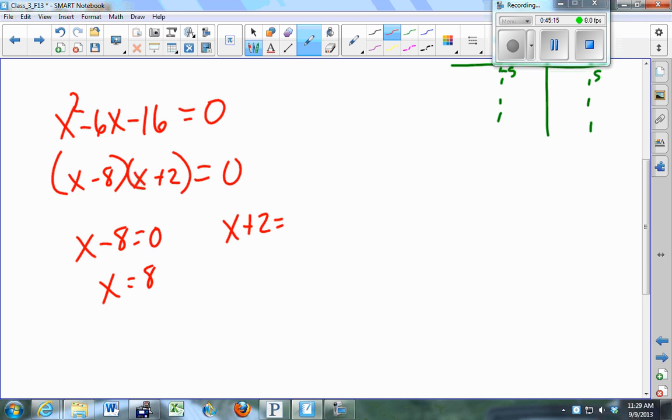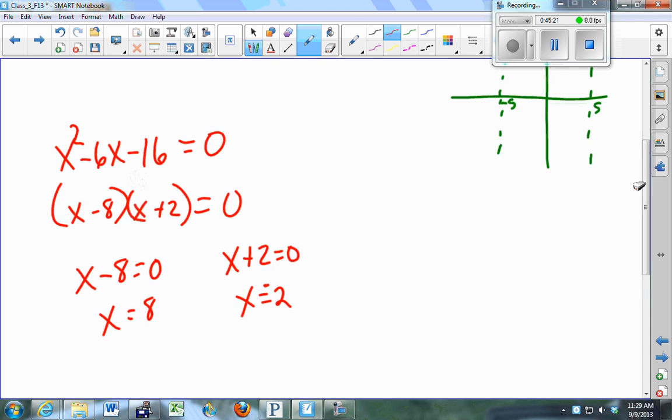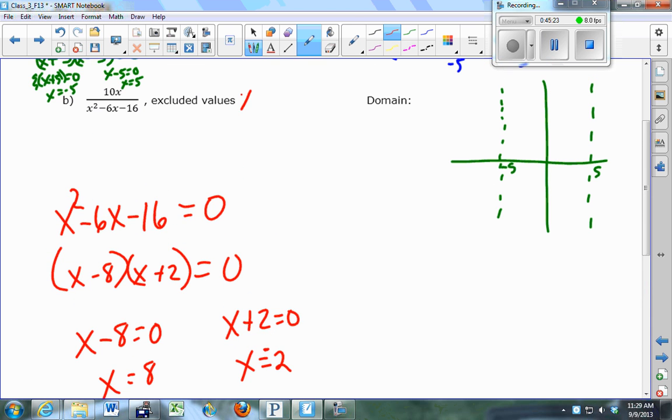And what's going to make the other factor 0? -2. So our excluded values, x cannot be 8, and it cannot be -2. Okay? So our domain for this expression is the set of all x such that x is not 8 and x is not -2. You can use "and", you can put a comma, you can do whatever you want. Okay, I'm not that picky. I just want to see both values and the fact that it's a set.